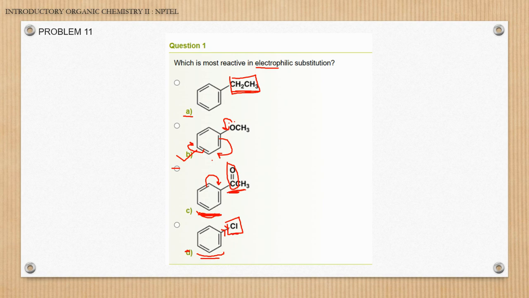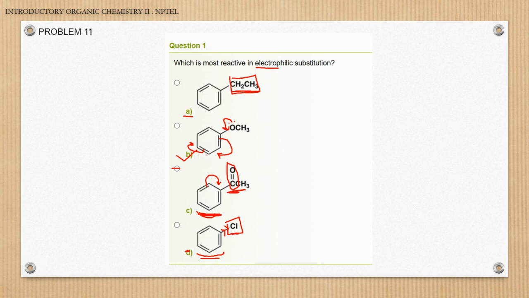Ma'am, don't we consider the plus R effect in D? It could be possible, yeah, the lone pairs of chlorine, right? But actually, the donation ability, you can say that the methoxy group has the more donating ability. So that is why we can say that yes, B.